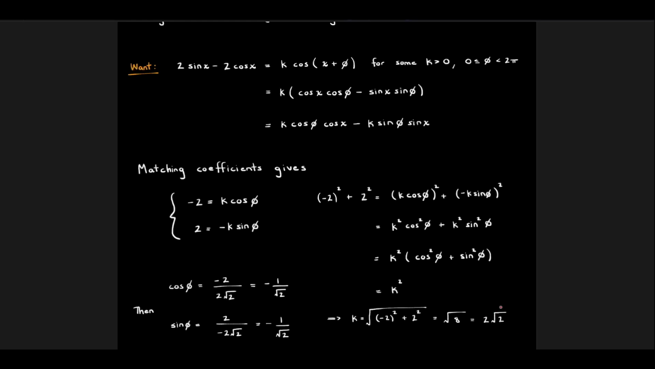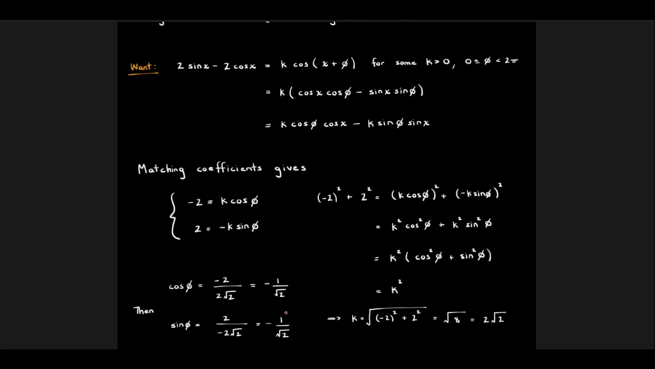Great. Now that we have the k value, we can go back and plug it here and plug it here and get our constraints for the angle. So it turns out the angle phi should satisfy cosine of phi equals -2 over 2 square root 2, and sine of phi should satisfy 2 divided by minus k, so -2 square root 2.